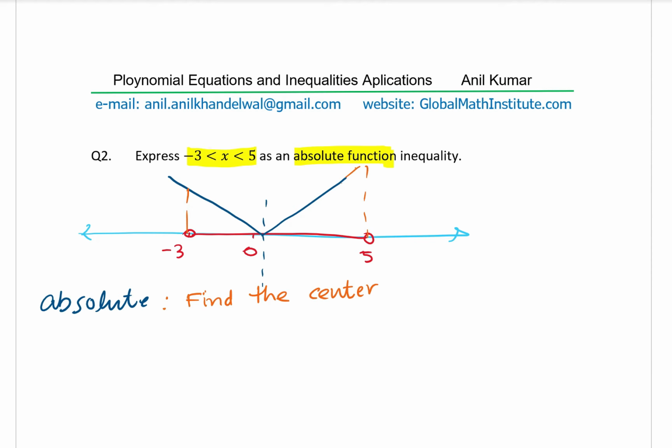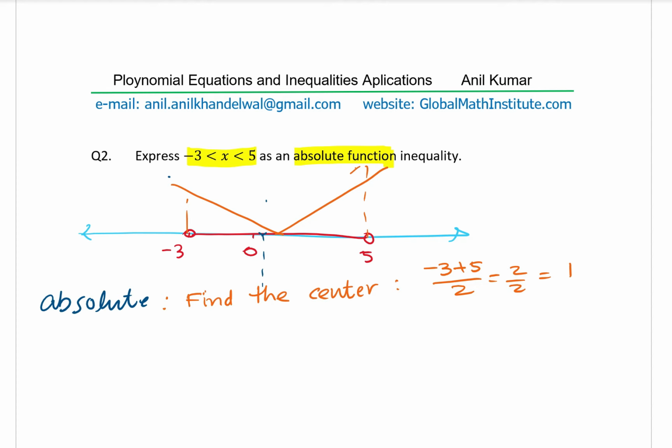So which you can get by adding and dividing by 2. So minus 3 plus 5 divided by 2 gives you 2 over 2, which is 1. So the center value actually is 1. So let me just again draw the absolute function with 1 in the center. So now we get the correct one. Do you see that? Okay.